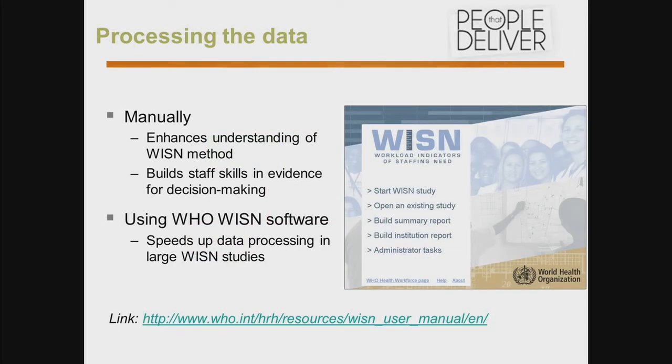So the calculations can be done manually, which increases understanding of the method. And in fact, in Namibia, where it was applied, I'll explain later, we actually did the calculations manually first, and then we used the WISN software just to validate the findings. Of course, the WHO WISN software speeds up data processing and is obviously more efficient in large studies. And I put the link there to the WISN manual and case studies and software on the WHO website.